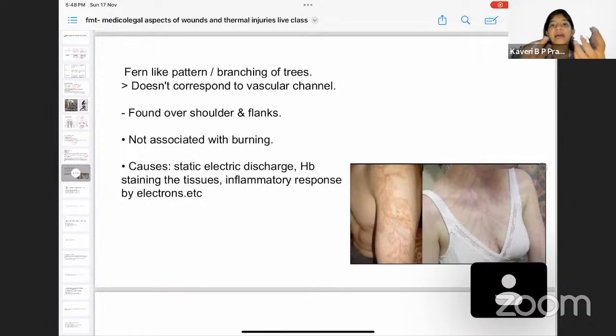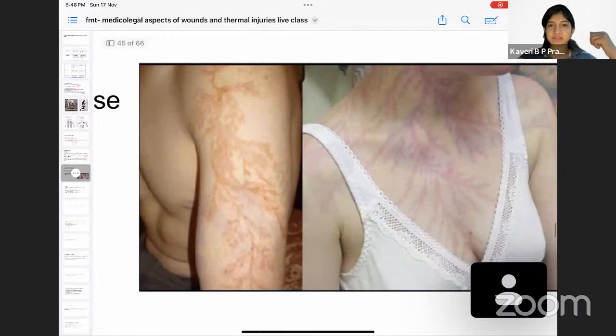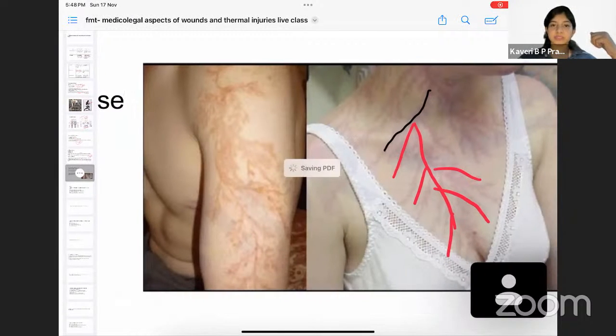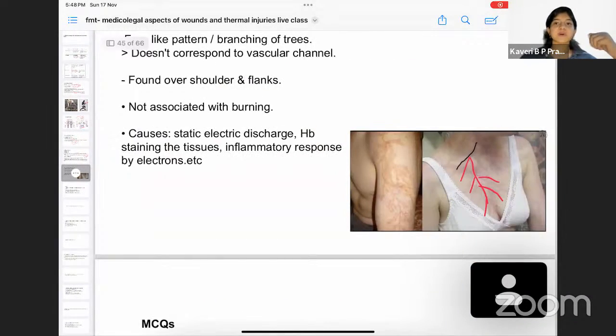So there's going to be branching like trees. As you can see in the neck area here, it looks like the branches of a tree, no? Because of which it is called an arborescent burn. This arborescent burn is seen in case of a lightning injury. It is found over the shoulder and the flanks, and it is not associated with burning. The causes are the static electric discharge, which happens during lightning. There could be hemoglobin, which stains the various tissues, which appear as superficial markings on the skin. And another reason is the inflammatory response of the body to electrons. So these are the various reasons that could cause a filigree burn.